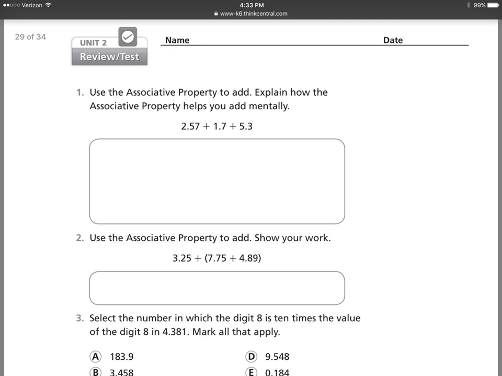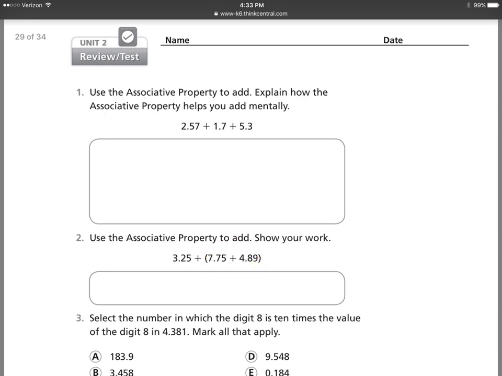They're asking you to add these decimals in your head. They want you to use the associative property. Question number 2 actually is using the associative property already. They have grouped 7 and 77 and 75 hundredths with 4 and 89 hundredths. They're asking you to add these two together first. That's what the parentheses tell you.